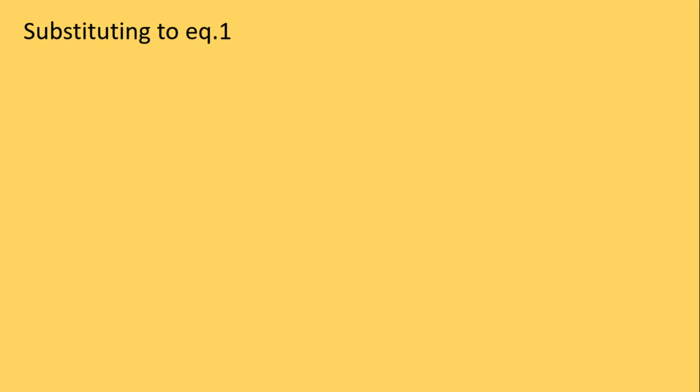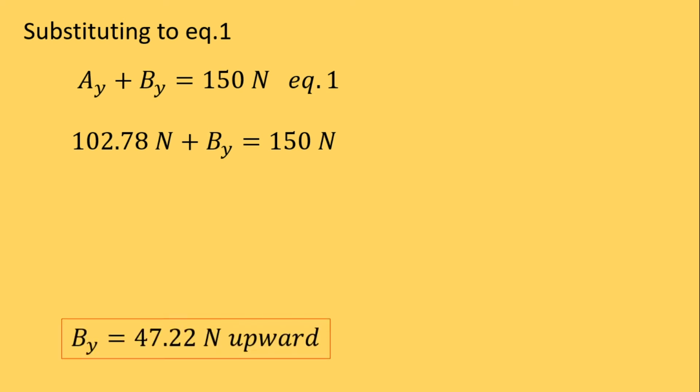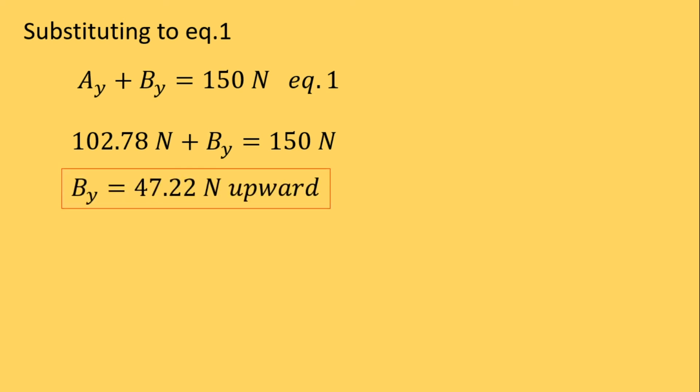So, substituting yung nakuha nating AY to equation 1, yung formula natin sa equation 1, AY plus BY is equal to 150 Newton. Then, 102.78 Newton, that is AY, plus BY is equal to 150 Newton. So, by transposition and solving, BY is equal to 47.22 Newton upward since nag-positive din siya. So, tama yung direction na nilagay natin.